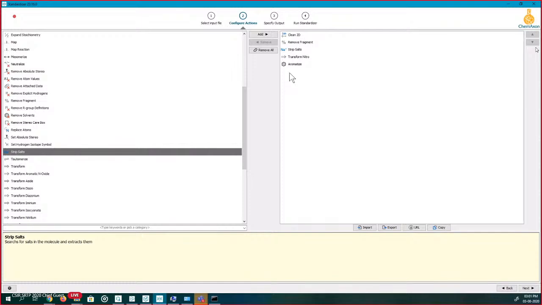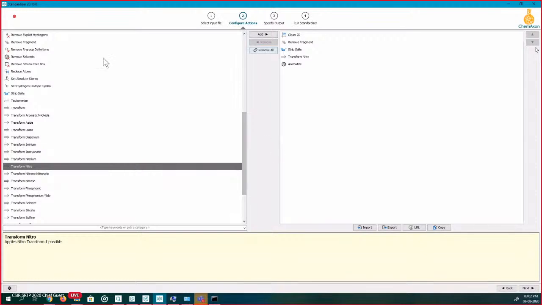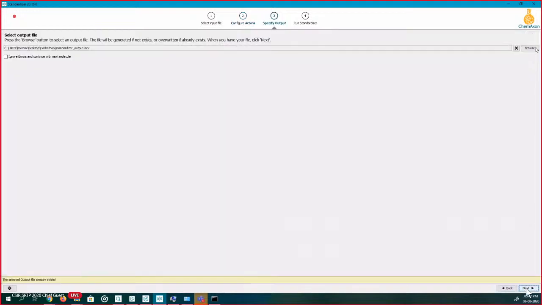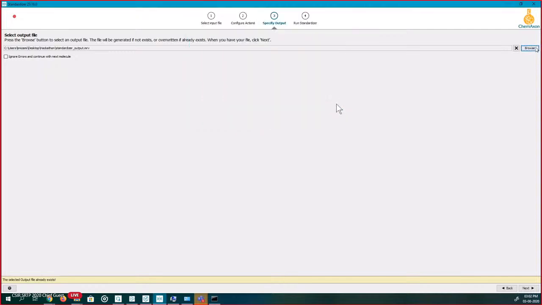I will just show you these five actions. The transform nitro, which I showed you through the command line, transforms the incorrect representation of the nitro group into a correct representation. So once you have selected these options and you are happy with this, you can go ahead and click next, where it will ask you to define an output file. So I'm going to click browse, and I will say I want to store the output of all these actions in this standardizer output file, which is in my case a ChemAxon Marvin file, an MRV file. I click OK, and then the next is next.